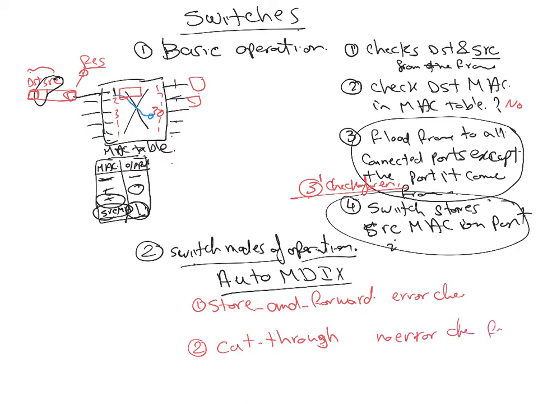This is very fast, of course, and this is slow, of course, because I have to store the entire frame and then take my time to check for errors and so on. So the question is now, is speed always good? Well, the cut through seems to be very fast and attractive, right? Because I don't have to check for errors. But in fact, not checking for errors and being fast is not always good.